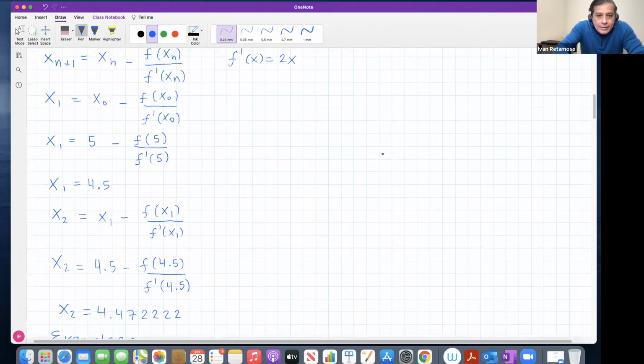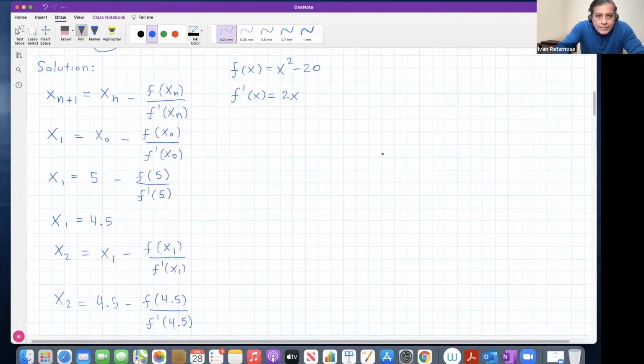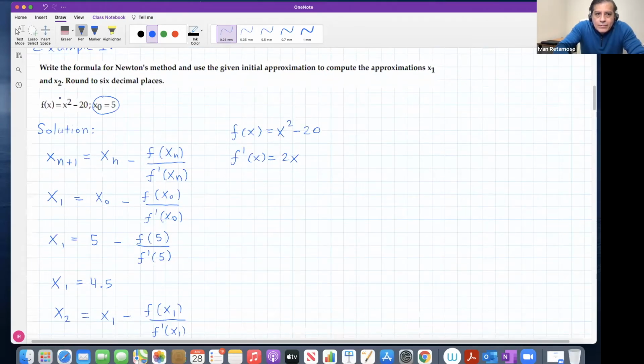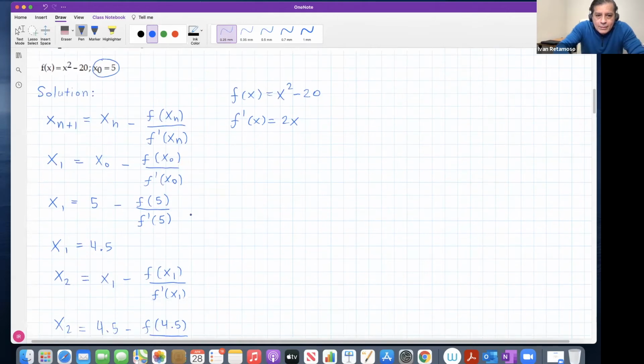All right, this was a very basic example. It dealt with a quadratic function. You may say, Professor, but this quadratic function I can solve using the quadratic formula, just isolating x squared and taking the square root. True, but it's just to illustrate Newton's method.